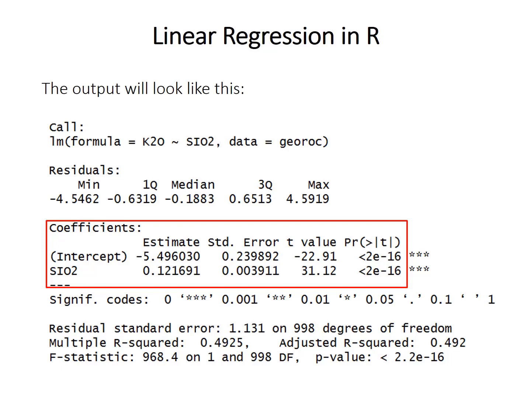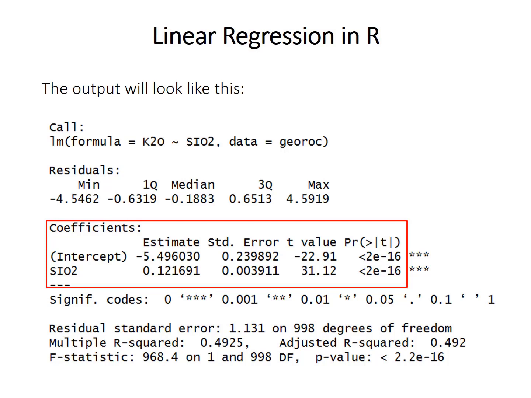The second part gives the information about the coefficients. So the intercept row can almost always be ignored. The p-value is testing whether the intercept differs significantly from 0, which is almost never interesting. So we pretty much just focus on the second row here. In this case, it's labeled with the name of the independent variable. I used SiO2 from the GeoRock data set.